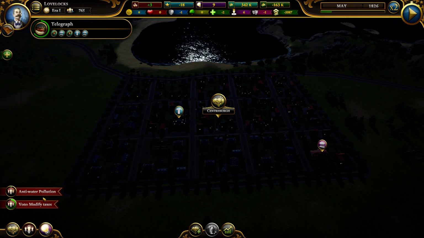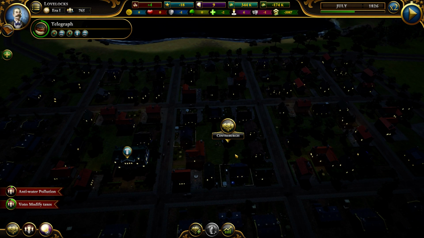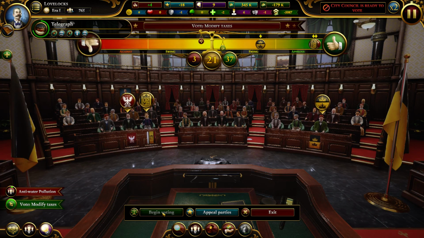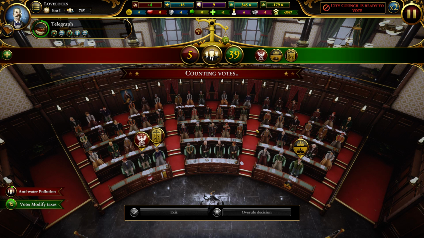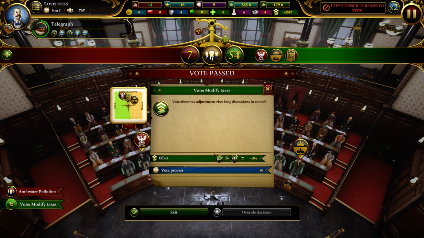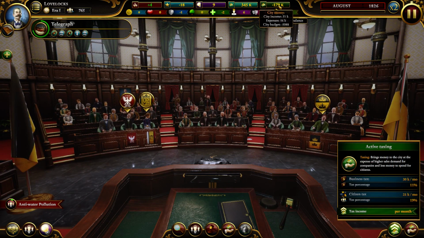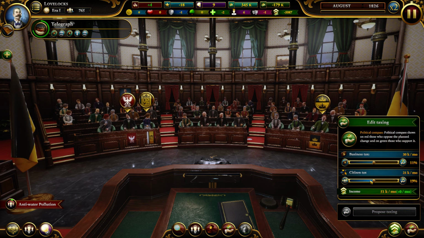Okay. So we're gonna have a vote coming up for increasing the taxes again, and then this anti-water pollution. Let's see this. Shouldn't even be close. Perfect. So what happens? We're getting there. We're 5,000 away. What happens if we increase it again?